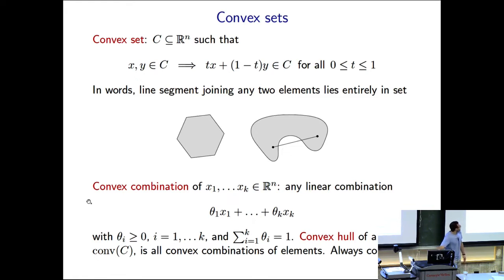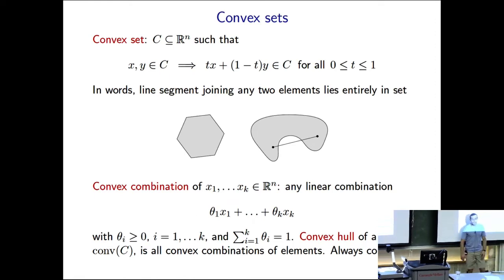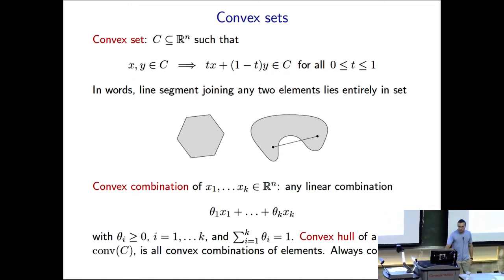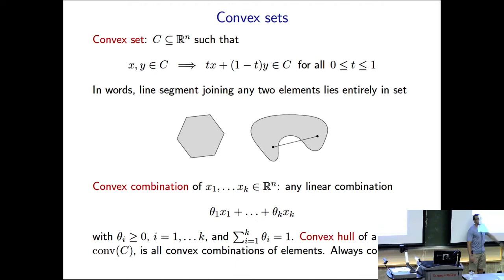So introducing a bit more, if we have a bunch of points, x1 through xk, we can talk about their convex combination. That's the set of all linear combinations of these points. So theta 1 x1 plus all the way through theta k xk, where these theta i's are all non-negative and they add up to 1. So we'll call this a convex combination of the points x1 through xk.